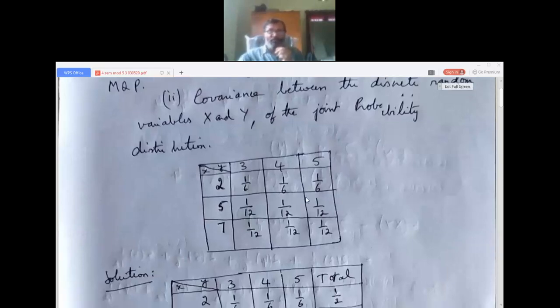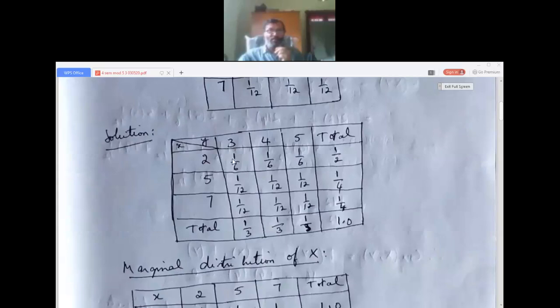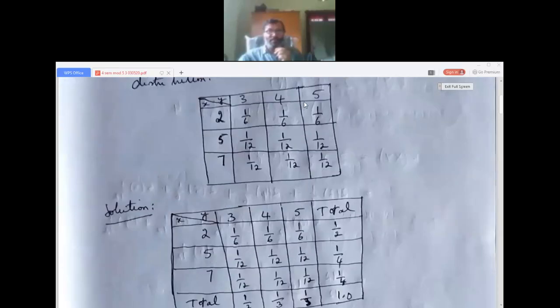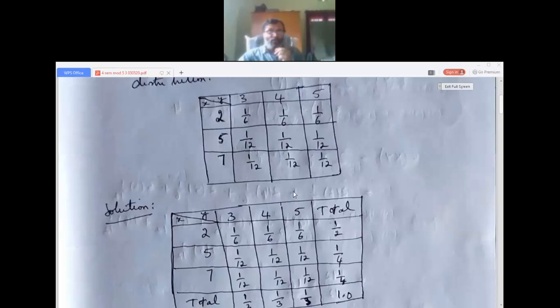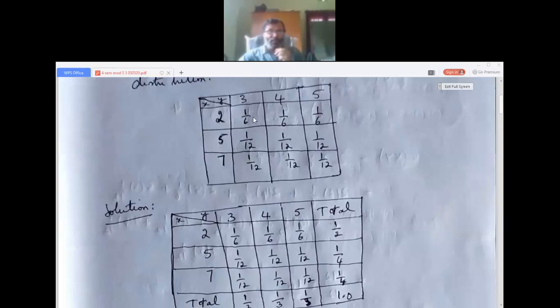Now what we have to do is reform this table. So again I reformed this table like this. See, x, y, same thing. The y part is 3, 4, 5, the x part is 2, 5, 7. Then the values inside the table are also written as they are: 1 by 6, 1 by 12, 1 by 12. Here also in the second column 1 by 6, 1 by 12, 1 by 12. Third column under 5, 1 by 6, 1 by 12, 1 by 12.